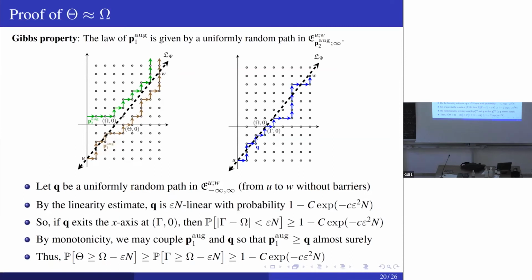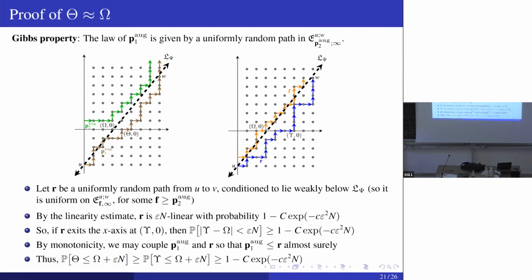So by monotonicity, I can couple P1 aug, the brown curve, and Q, so that P1 aug is always southwest of Q. In particular, the exit point theta is always bigger than gamma. So with high probability, theta is larger than or equal to gamma, which, by the fact that gamma is close to omega, tells me that with high probability theta is, up to some epsilon fudge, very close to this omega. So that is one bound of this statement.